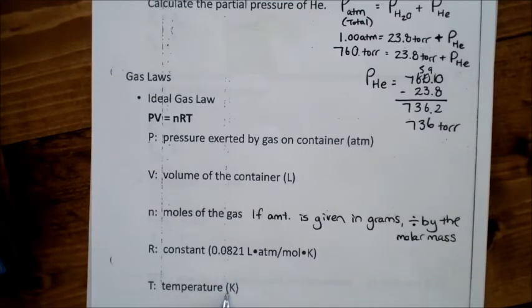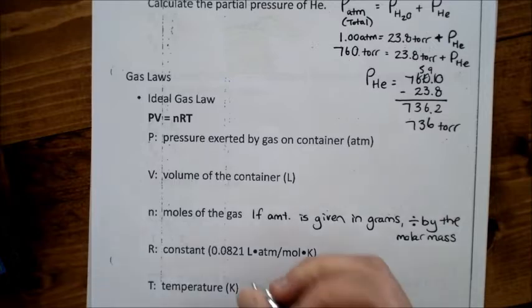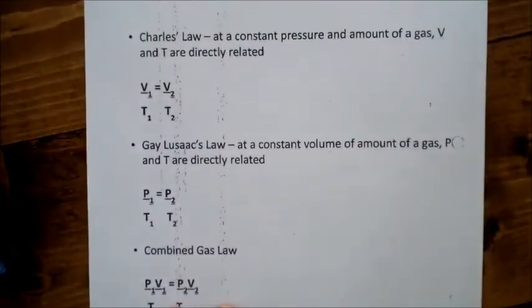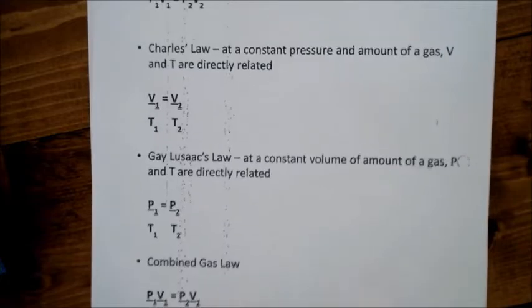And then lastly, T stands for temperature, and that needs to be in Kelvin. You might remember the conversion for Celsius to Kelvin. It's pretty simple. You just add 273, and you get Kelvin. All right, so that is the ideal gas law. Now we're going to move on to our other laws.